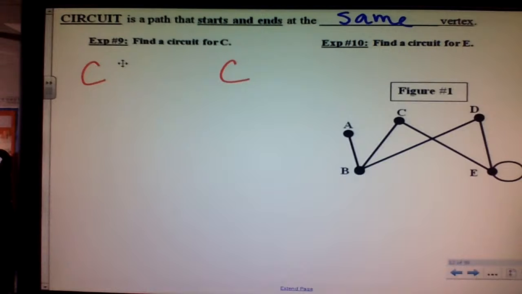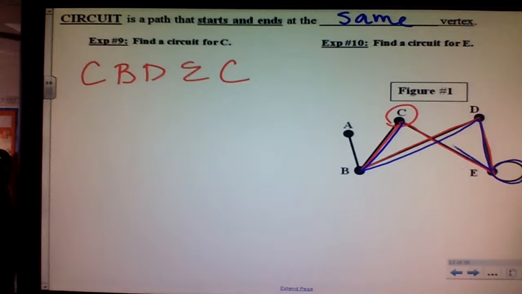Where are we going? Go from C to B, to D, to E, back to C. Okay, you can't do E again. You can go from C to B, D, back to E, and there's a loop. And I just said you were correct.